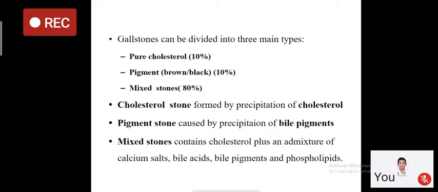So cholesterol stones are formed by the precipitation of cholesterol. Pigment stones are caused by the precipitation of bile pigment, whereas mixed stones contain various mixtures of cholesterol, calcium salt, bile acid, bile pigment, and phospholipids.